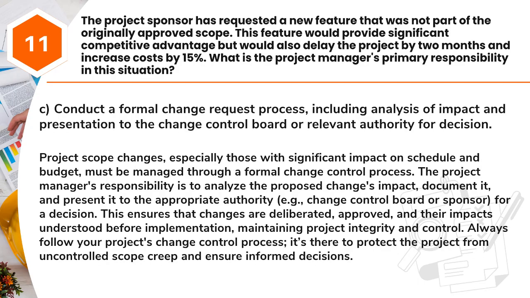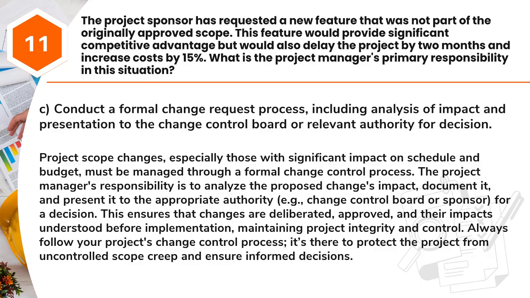Answer: C. Conduct a formal change request process, including analysis of impact and presentation to the Change Control Board or relevant authority for decision. Project scope changes, especially those with significant impact on schedule and budget, must be managed through a formal change control process. The project manager's responsibility is to analyze the proposed change's impact, document it, and present it to the appropriate authority, e.g., Change Control Board or sponsor, for a decision.